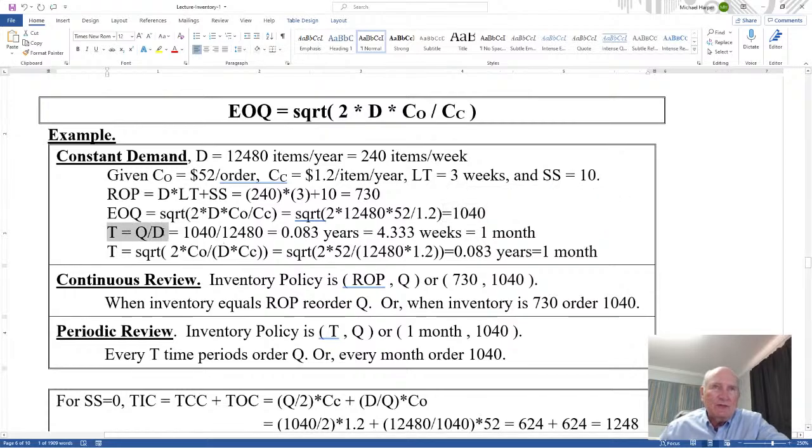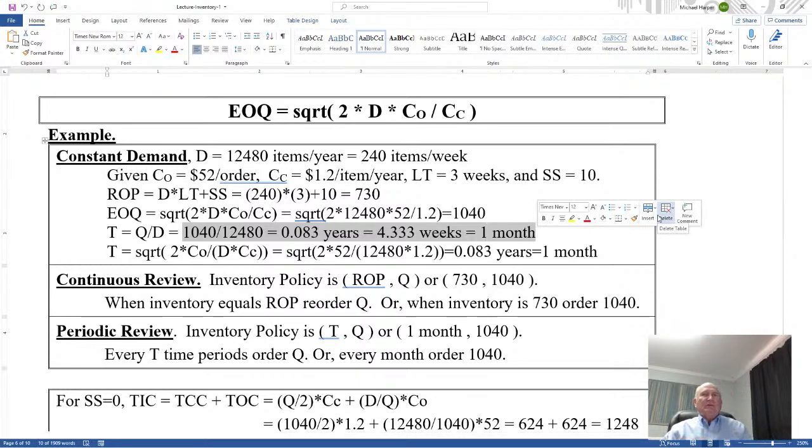So my inventory period then is Q over D from our fundamental equations up there. My Q is 1040. My demand is 12,480, and notice that 12,480 is in years, so that ratio is in years. I can transform that to weeks by multiplying by 52 weeks in a year. I get weeks. Transform that to months. But you have to be careful. If you're transforming weeks to months, you don't divide by 4 weeks in a month, because there's not 4 weeks in a month. There's 4 1/3 weeks per month. So be very careful with the transformation. And I'll do transformations and conversions in the homework.